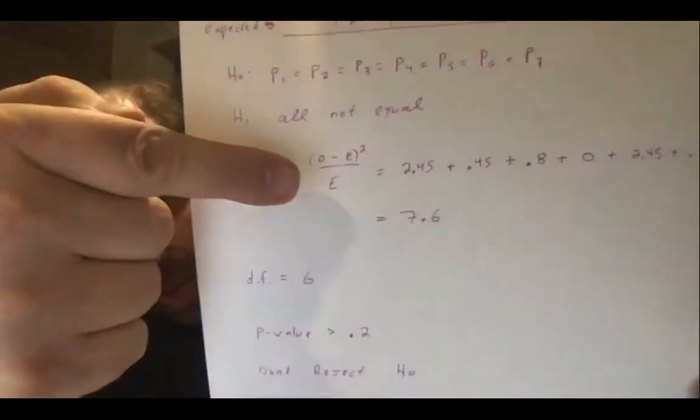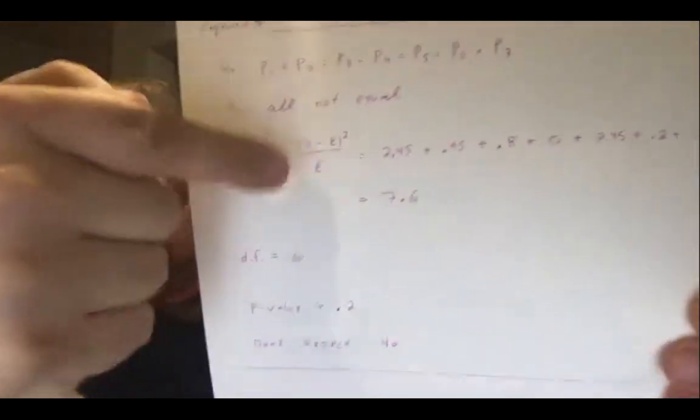By the way, I saw an interesting little blurb here. This book likes to throw in little stories and things. I saw one today. It says, a study of deaths in bar fights showed that in 90% of the cases, the person who died started the fight. The formula is right here. You add up observed minus expected squared over expected.